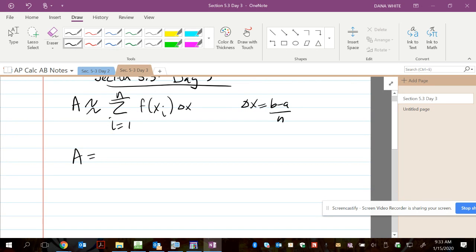And then we went to the actual area. If we do an infinite number of rectangles, so we're doing the limit as the number of rectangles goes to infinity, which means our delta x is going to 0. Either one of those will designate it. And it's going to be the summation, and we'll use j this time. J equals 1 to n of f of x sub j delta x. Delta x is the same. Let's talk about x now.